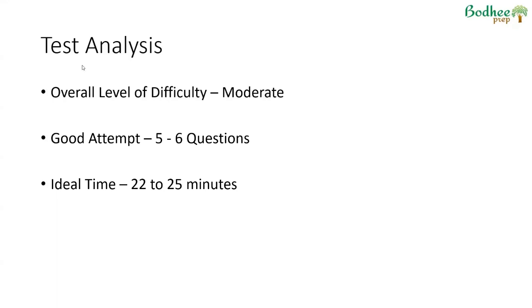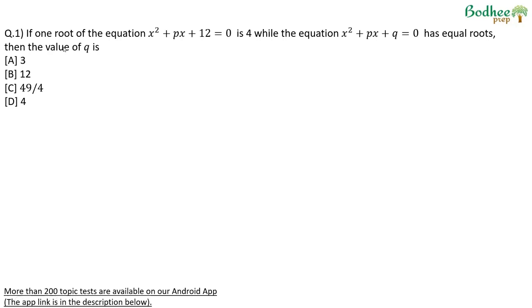Question number 1 says, if one root of the quadratic equation x square plus px plus 12 is 4, while the equation x square plus px plus q has equal roots, then the value of q is. Now from here we can say that the product of roots, suppose the other root for this equation is a, I can say 4 into a will be 12 by 1. So the other root becomes 3, 12 by 4, which means the sum of roots 4 plus 3 should be equal to minus p, which means p becomes minus 7.